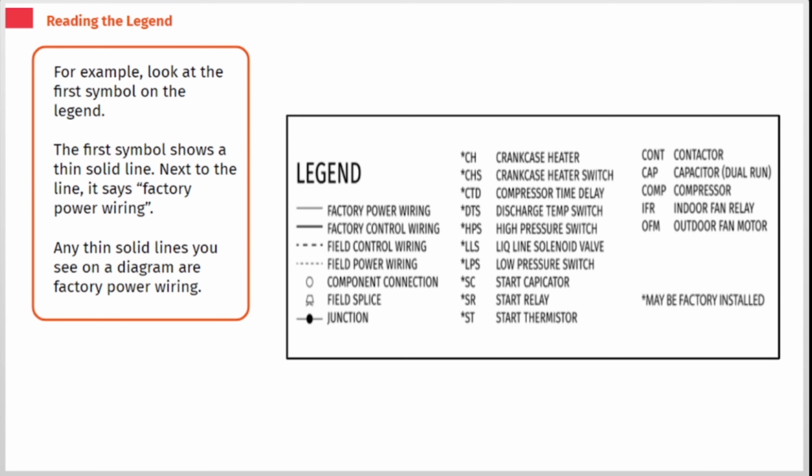For example, look at the first symbol on the legend. The first symbol shows a thin solid line. Next to the line, it says factory power wiring. Any thin solid lines you see on a diagram are factory power wiring.